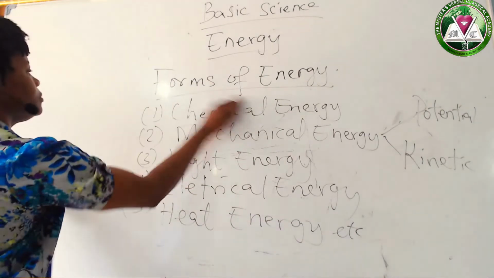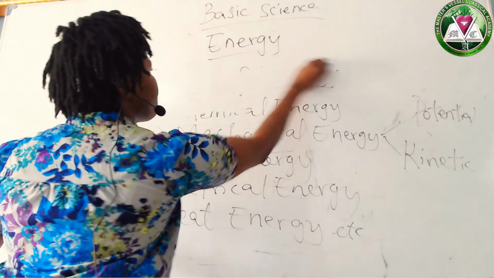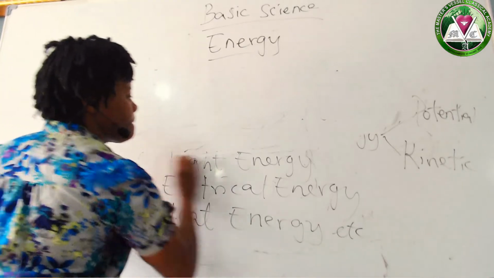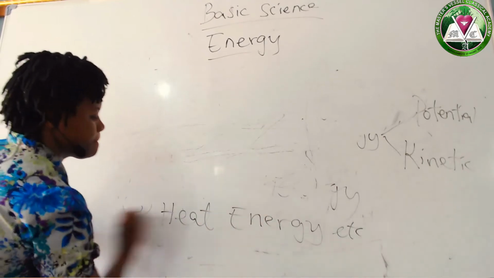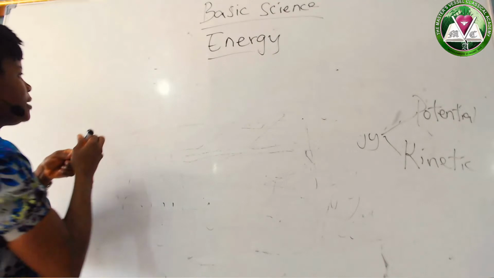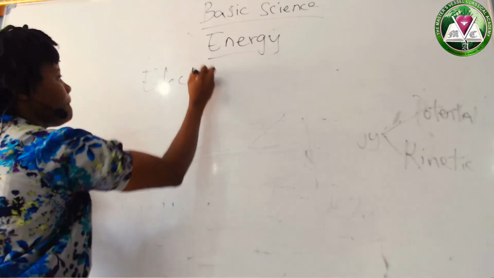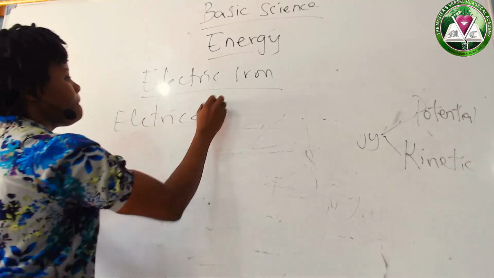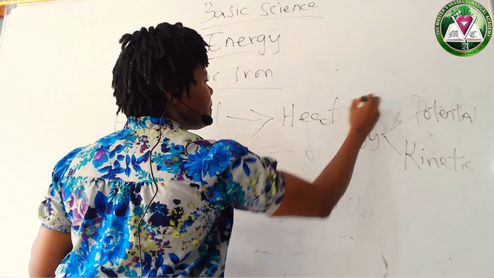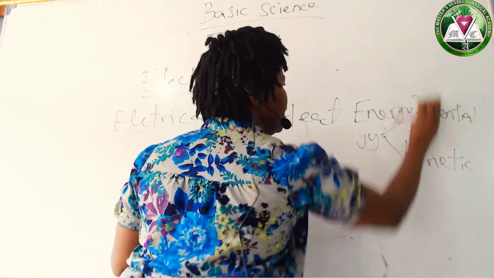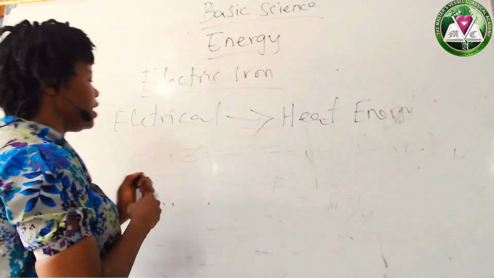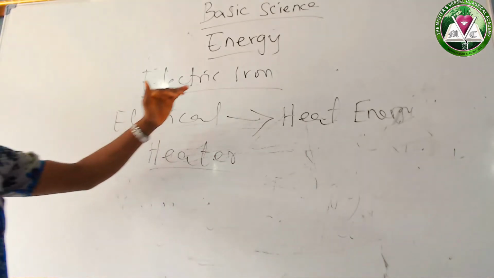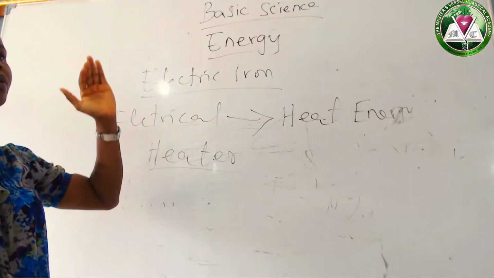I said, for instance, our electric iron can convert energy from electrical energy to heat energy. Another one is the electric heater. An electric heater can as well convert electrical energy to heat energy. And that's what we refer to as conservation of energy.